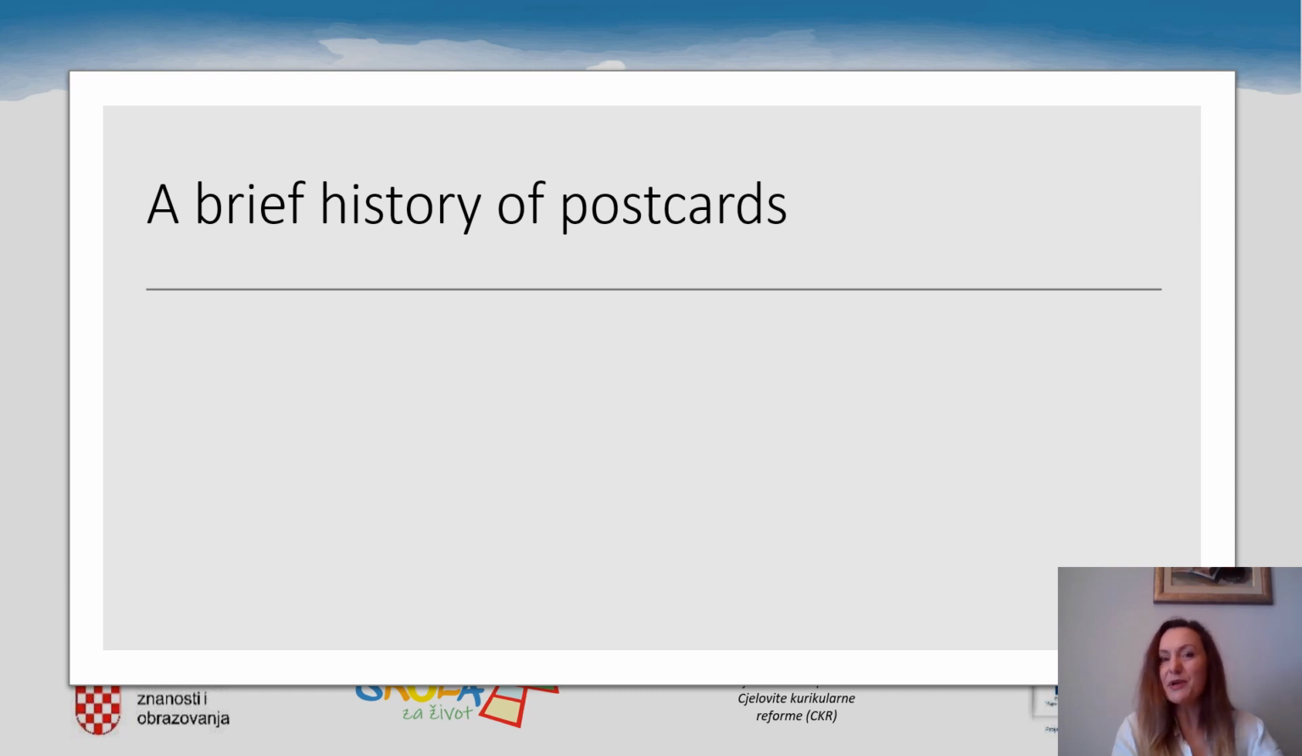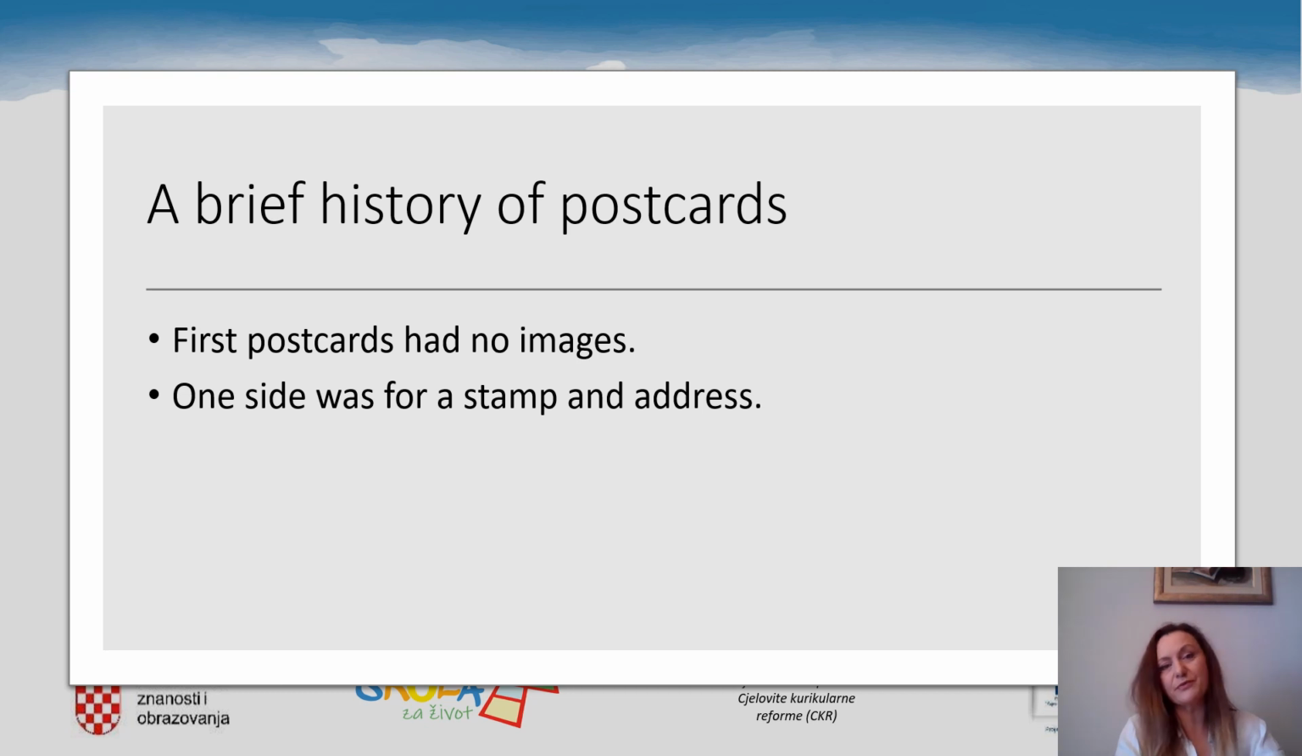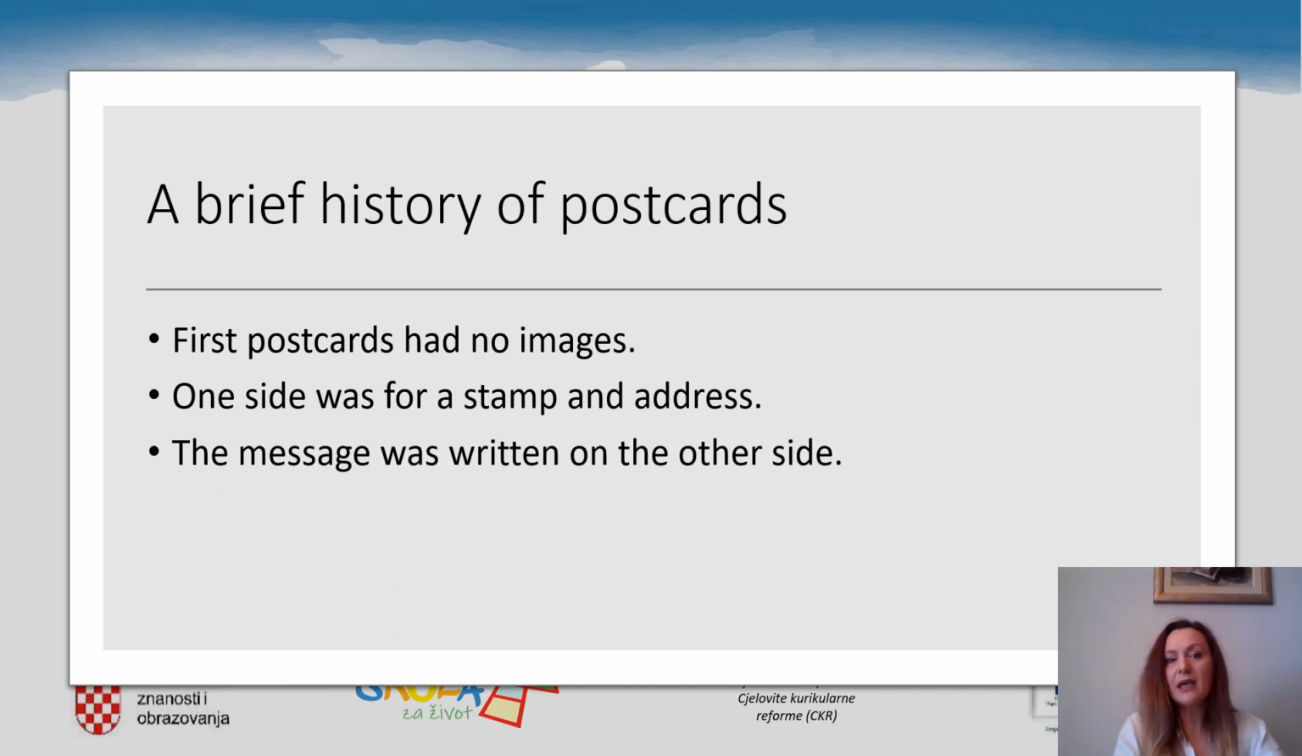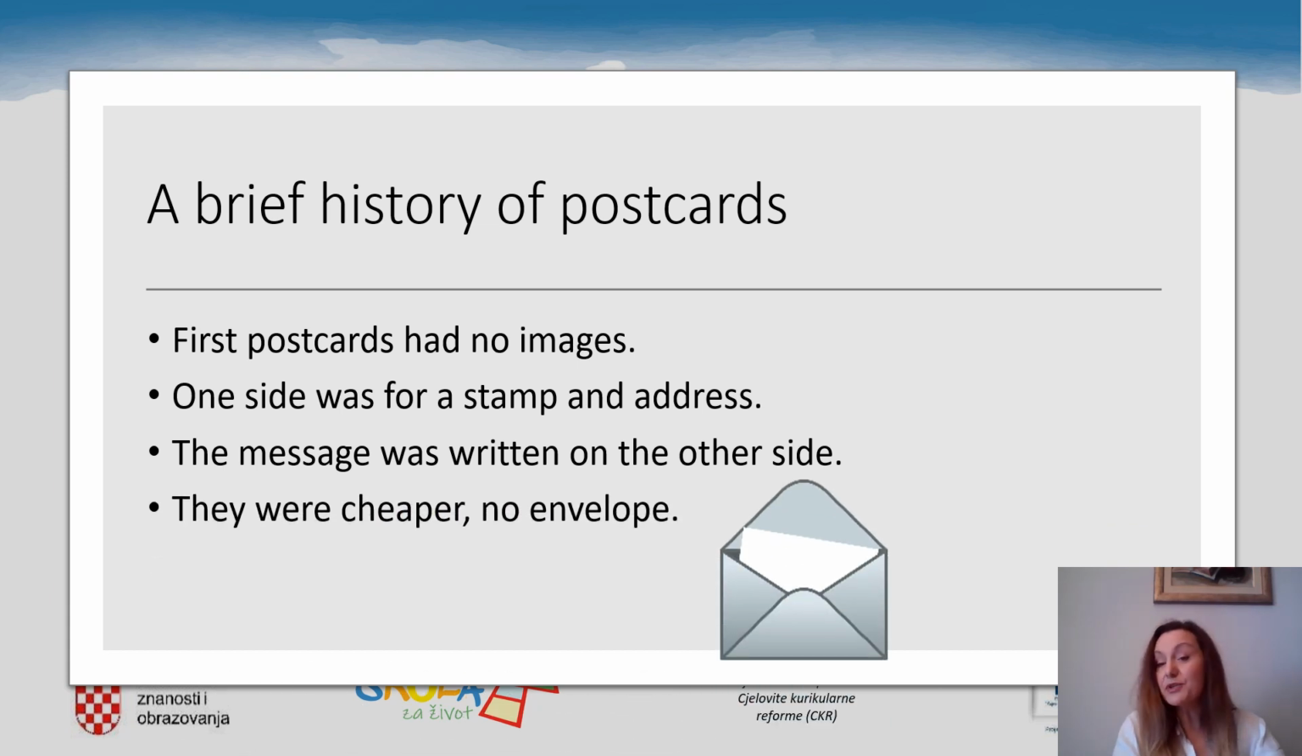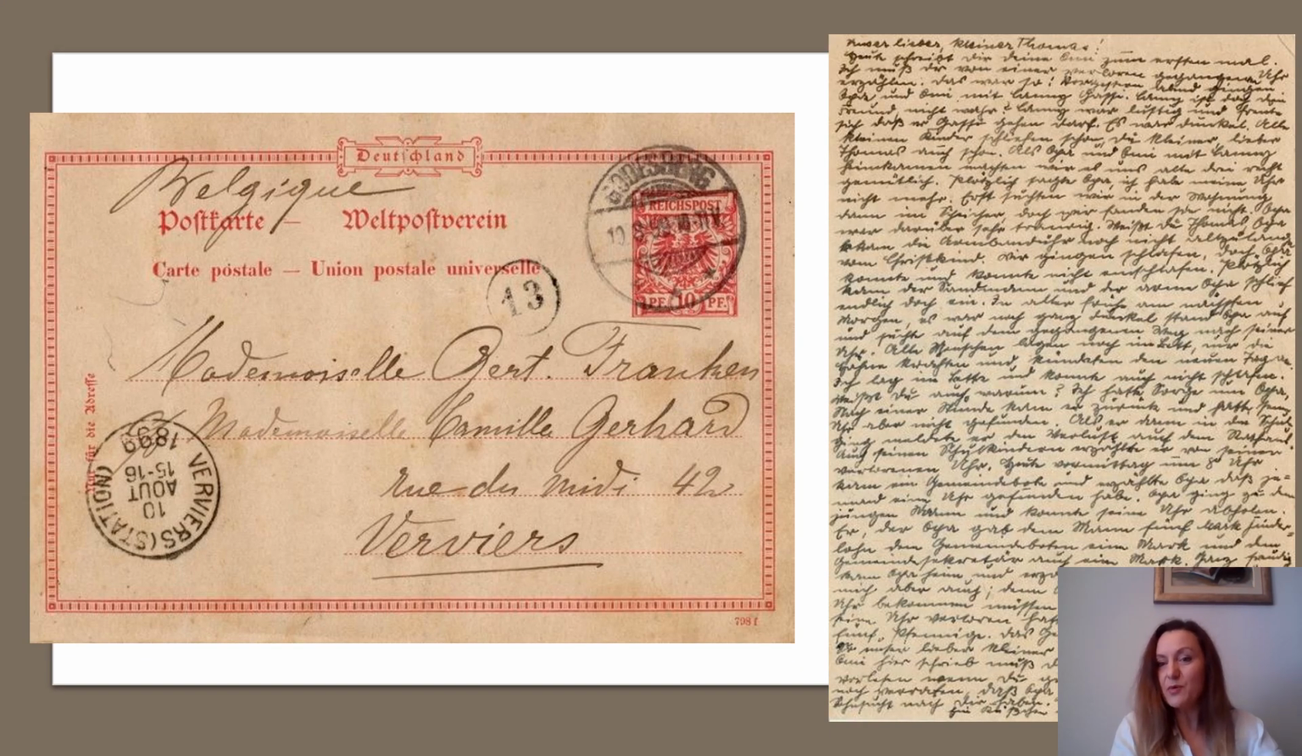So let's start with a brief history of postcards. First postcards had no images. One side was for a stamp and address, and the message was written on the other side. They were cheaper because they had no envelopes. So this is why they became quite popular. As you can see, the front side was for an address and a stamp, and the back side was for a message.